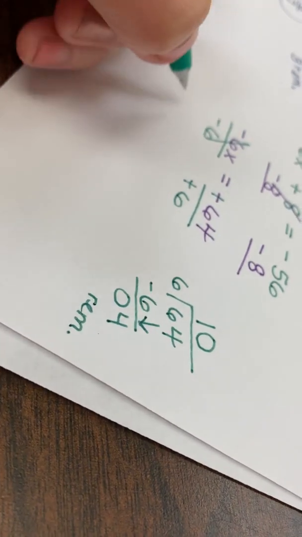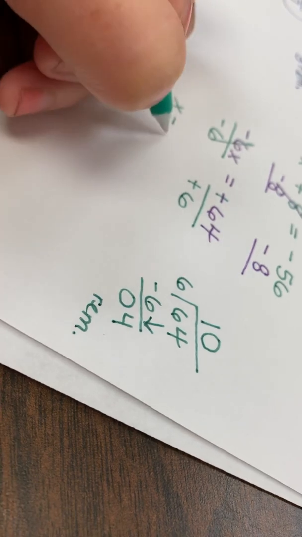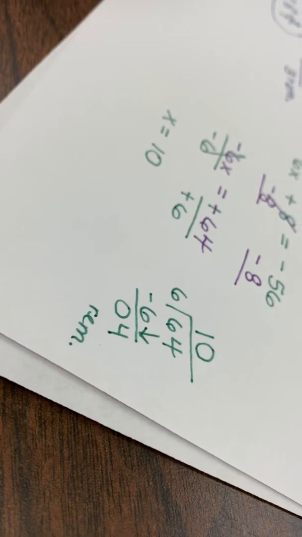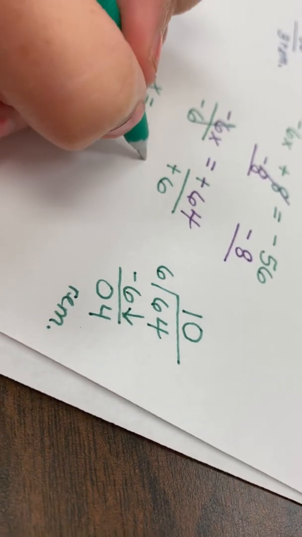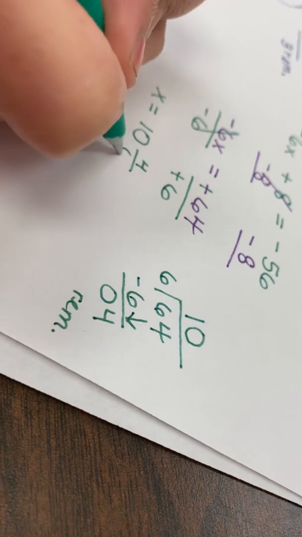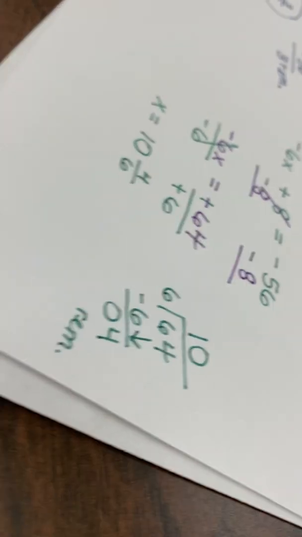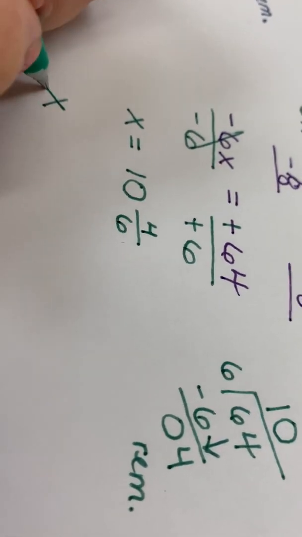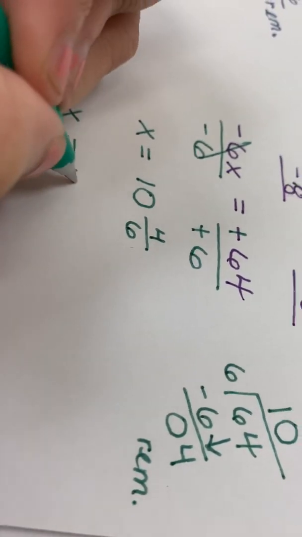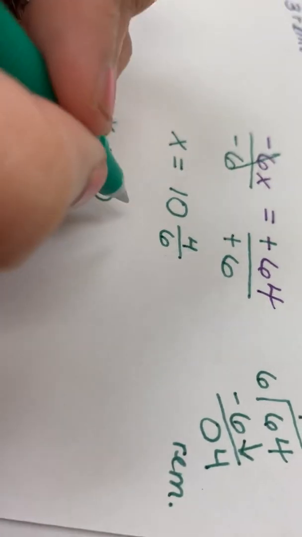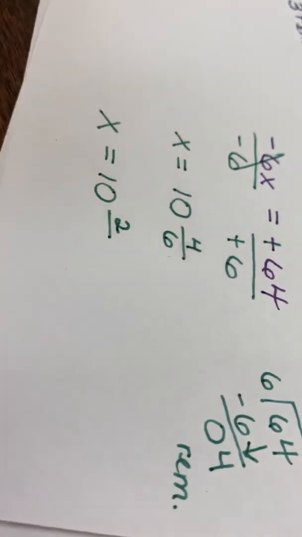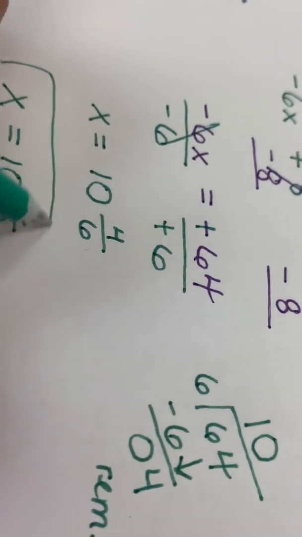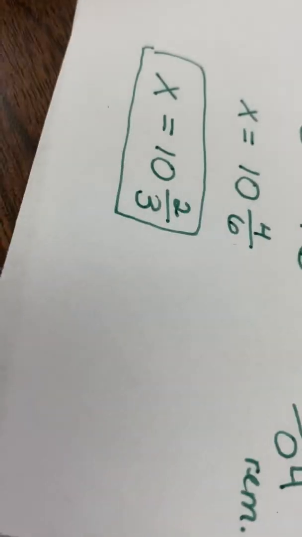So how do we write that? So we get 10, because that's the number of whole times that 6 went into 64. We had a remainder of 4, and we were dividing by 6. Now this one is slightly different from the last problem because 4 over 6 can be reduced. 4 and 6 can both be divided by 2. So 4 divided by 2 is 2, and 6 divided by 2 is 3. So my final answer here would be 10 and 2/3.